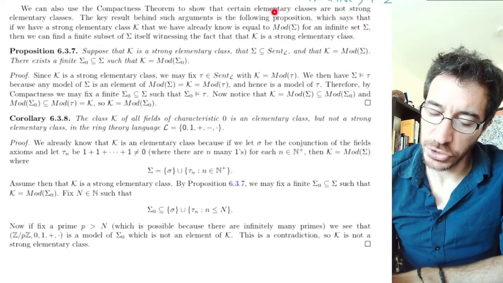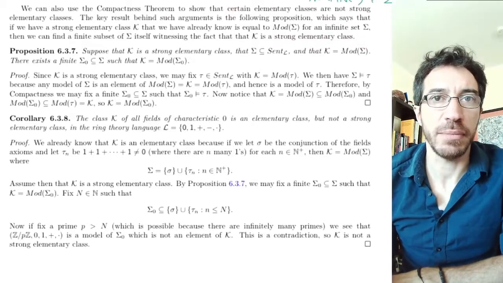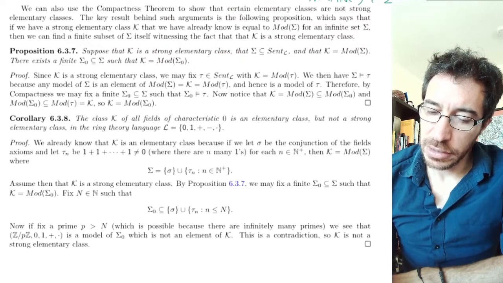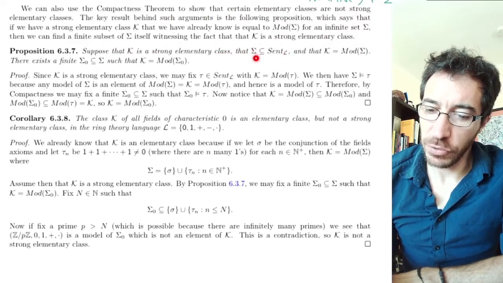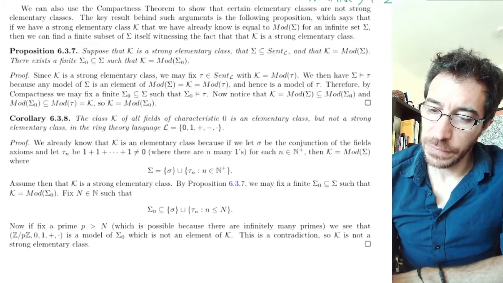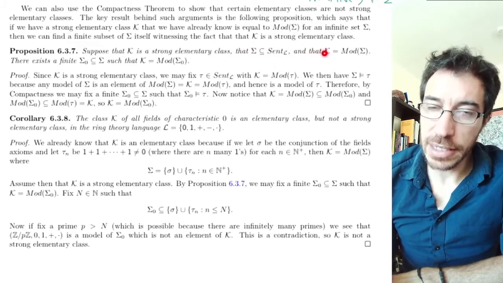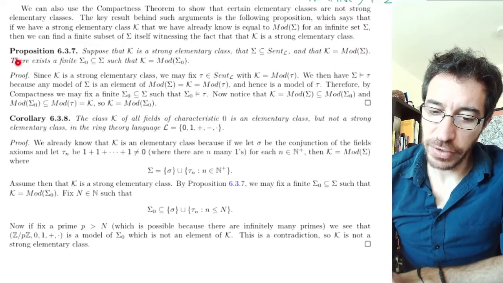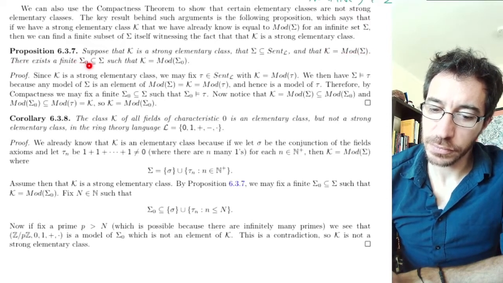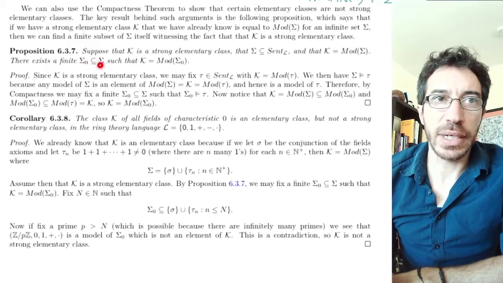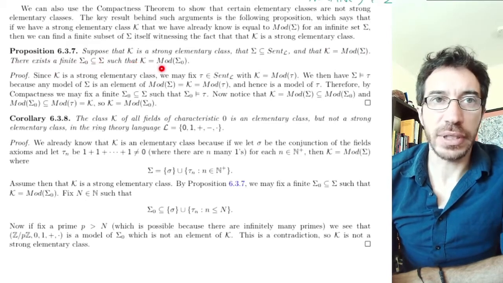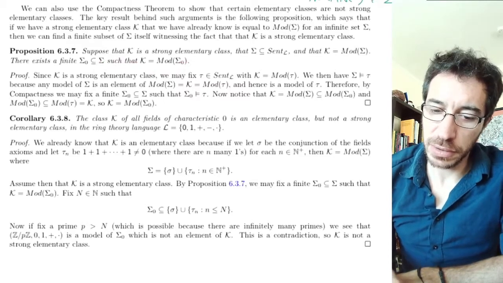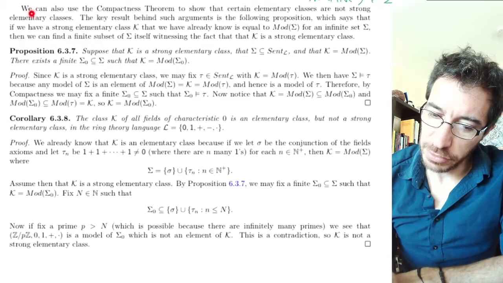So that's what the proposition says, and if you read the proposition it should say the same thing. Suppose that K is a strong elementary class, sigma is a set of sentences in some vocabulary L, and K is the class of models of sigma, that's what we are assuming. Then there exists a finite sigma 0 included in sigma, such that K is the class of models of sigma 0. Okay, so why does it say this, and why is it not what we said before?